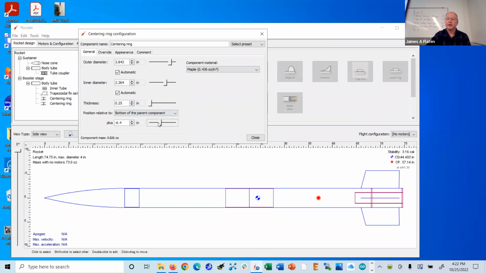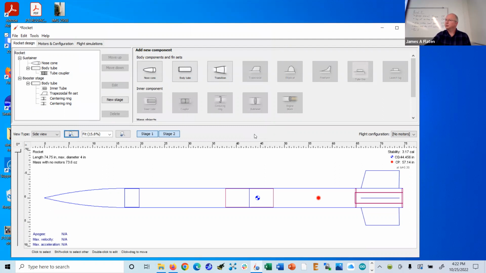And this one I'm going to drag up to the top. What I'm doing is I'm moving it around here, and I just want to put it up here at the top of my motor mount tube instead of the bottom. For your rockets, you'll probably have 2, maybe even 3. If you have that really, really long motor, you'll definitely want to have 3 centering rings at least. Okay, that's good.